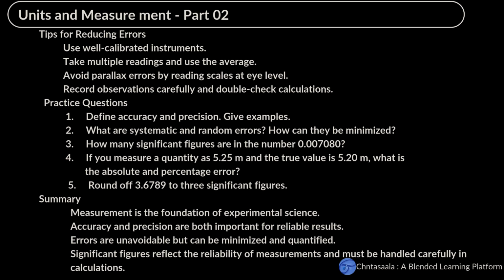Hence we conclude, measurement is the foundation of experimental science. Accuracy and precision are both important for reliable results. Errors are unavoidable but can be minimized and quantified. Significant figures reflect the reliability of measurements and must be handled carefully in calculations.